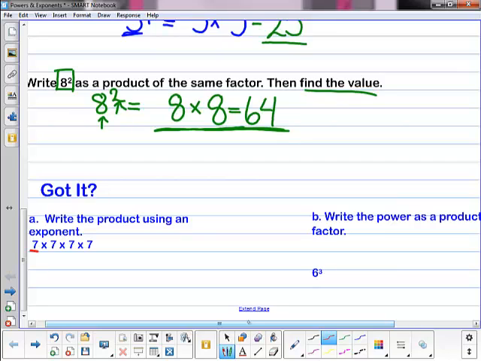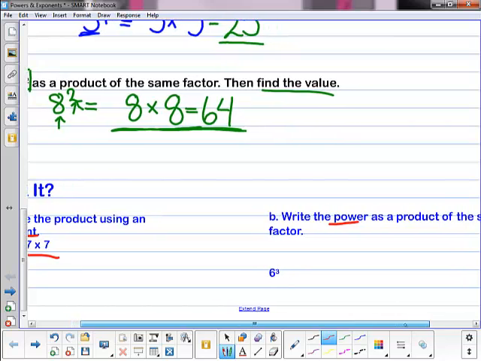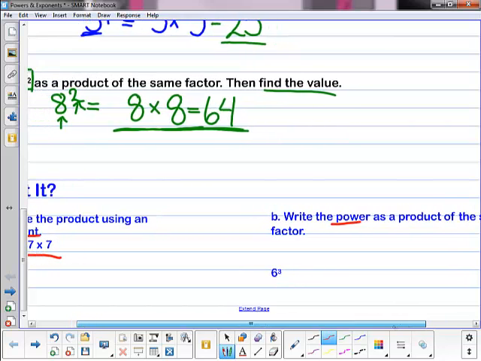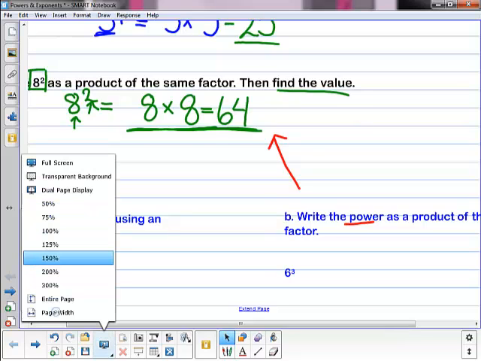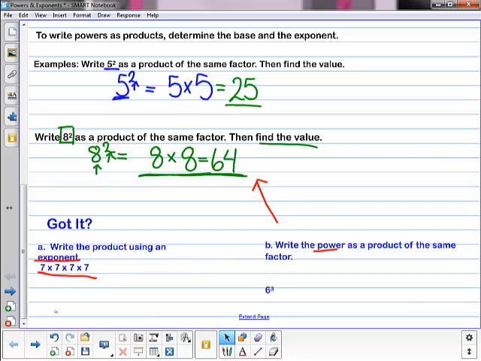For your practice problems that we will be going over in class, your first one says write the product using an exponent. So you're going to write your factor and an exponent, okay, based on what this says. Over here, you're going to write the power as a product of the same factor. So what that means is you're going to have to do what we did up here, picking it apart and making sure that you have everything that you need, okay?